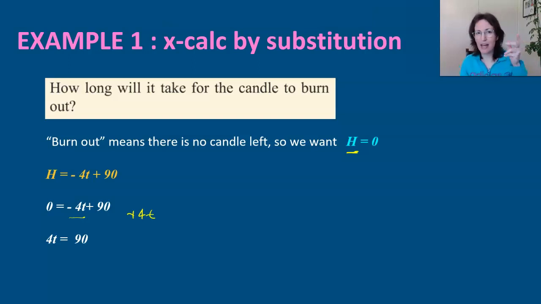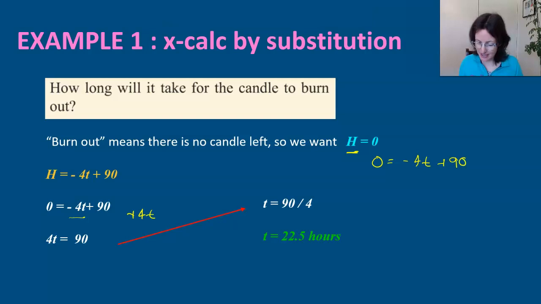Or another way of thinking about it is when it moves over the equals, it changes sign. It becomes a plus 4t here. Now we need to divide by 4 to solve for t. So we have 90 divided by 4, and we're left with t is equal to 22.5 hours to burn out. I'm just going to show you another way to rearrange this. It might depend on how your teachers taught you or what you're used to from previous year levels.